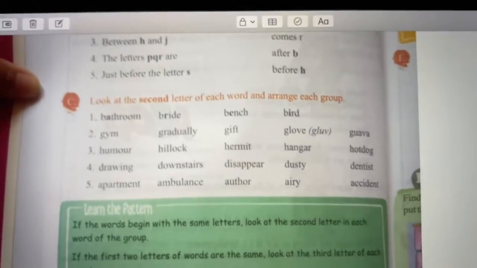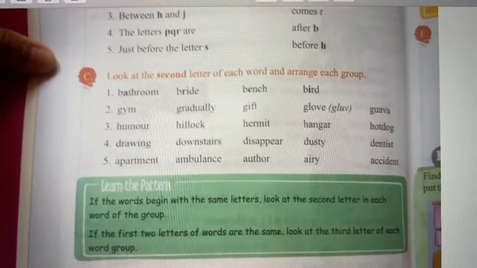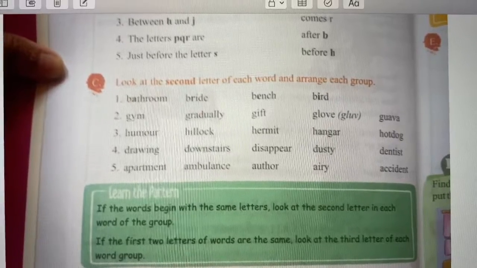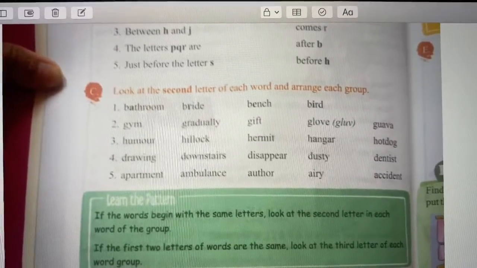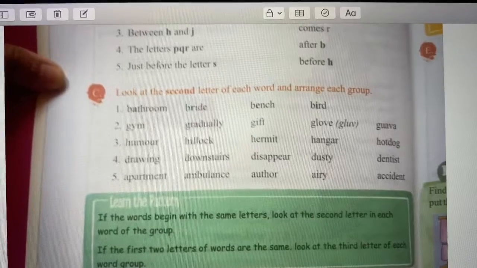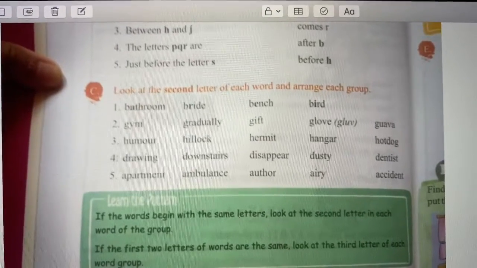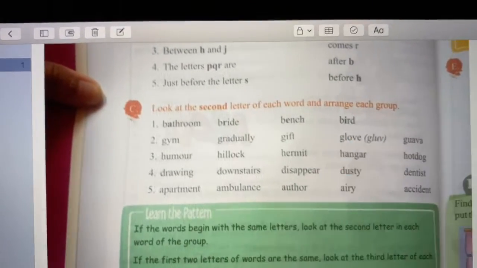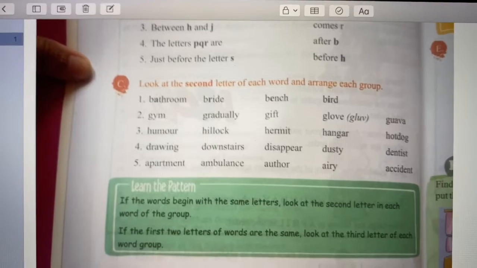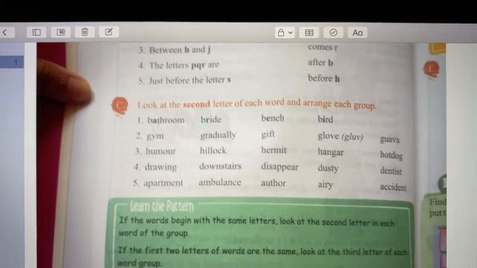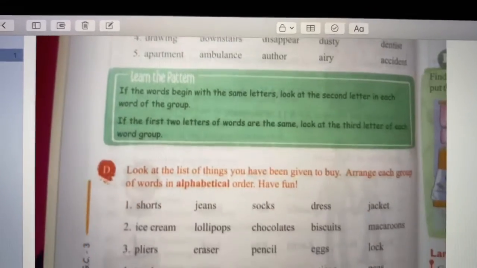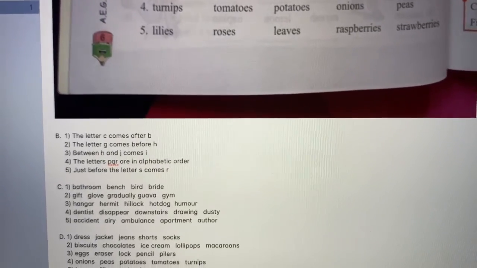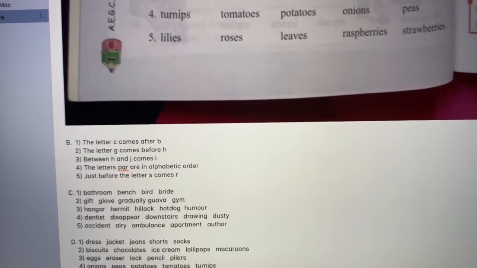Now the next exercise says, look at the second letter of each word and arrange each group. So over here it's also highlighted the second letter of each word, and all of them need to be arranged in alphabetic order using the second letter. So in the first one, like it's highlighted, A, R, E, and I. So the first one says bathroom, bride, bench, and bird. So once you arrange them in alphabetic order using the second letter, it's going to be bathroom, bench, bird, and bride.